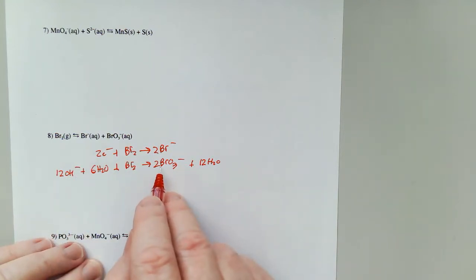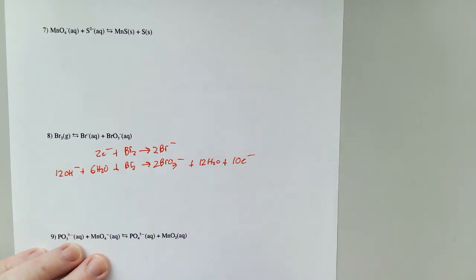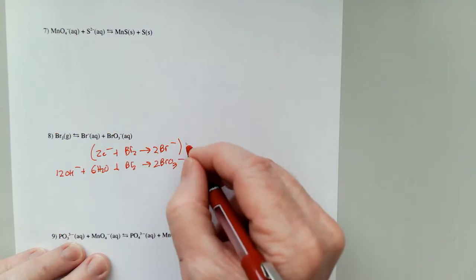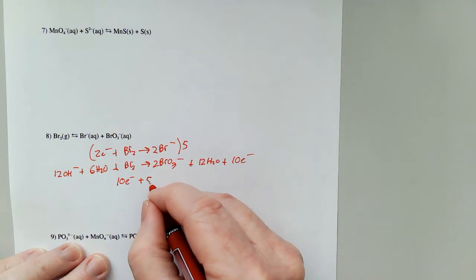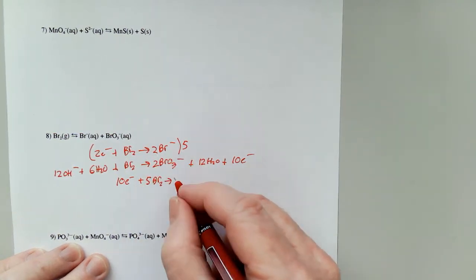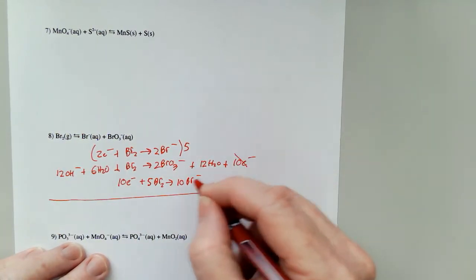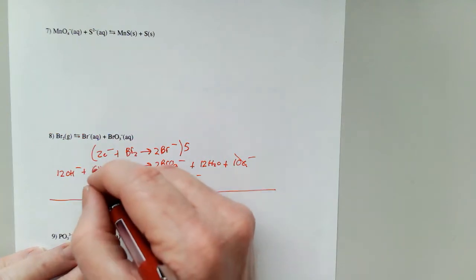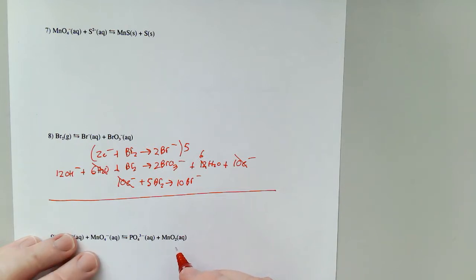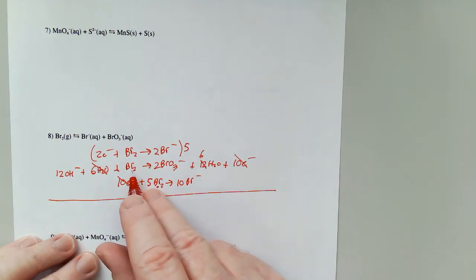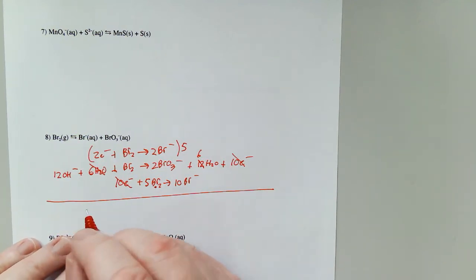12 minus and 2 minus is a difference of 10, so I'm going to add 10 electrons. I can multiply this by 5. I'll rewrite it below it. I've got 10 electrons plus 5 Br2s gives me 10 Br minus. All right, 10 electrons cancels. 6 waters turns 12 into 6. So now 5 Br2s and 1 Br2 ends up giving me 6 Br2s.